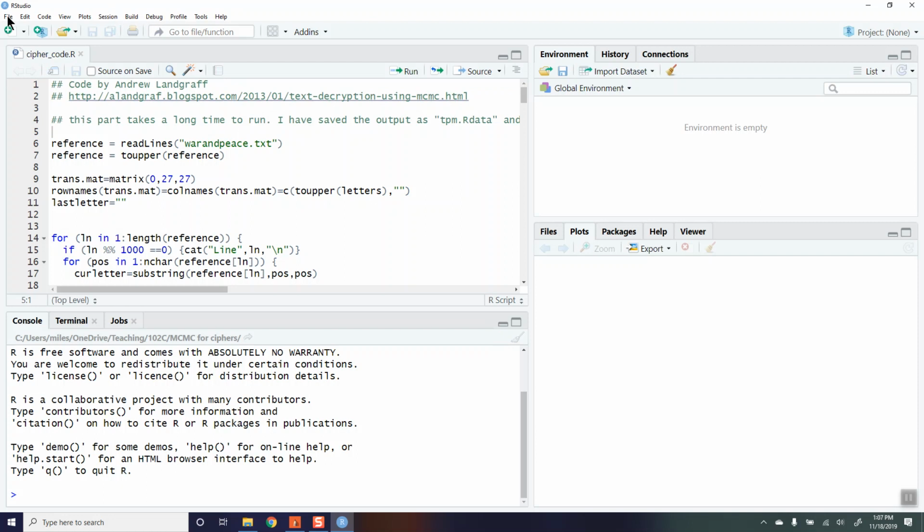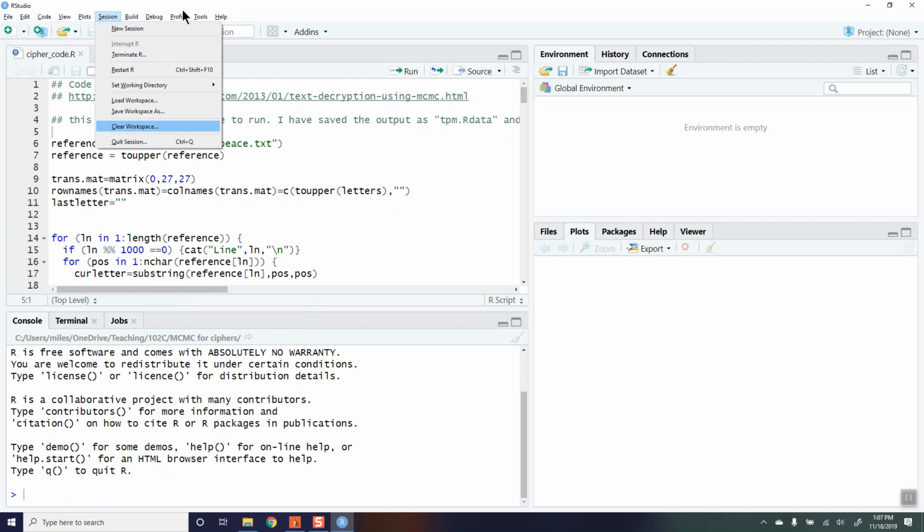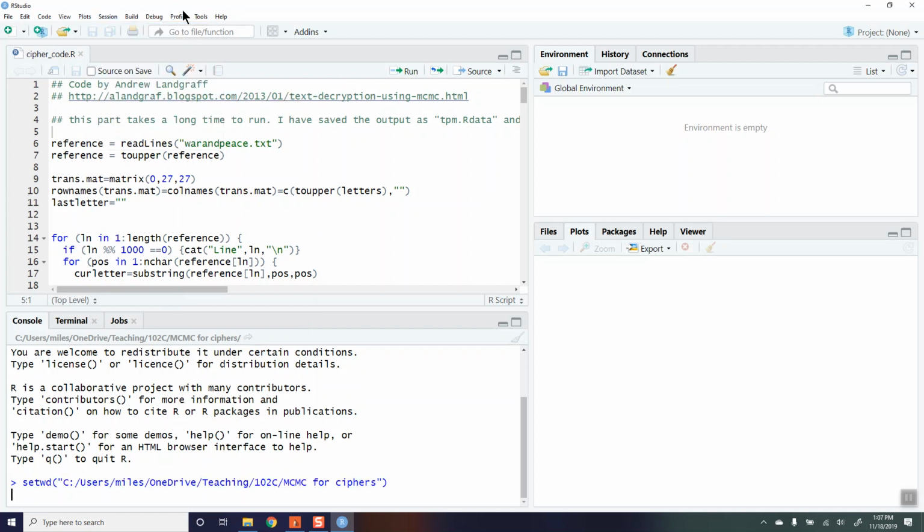Okay, why is my menu not working here? Okay, all right. Guess I'll have to navigate the menus like that. All right, we'll try this.